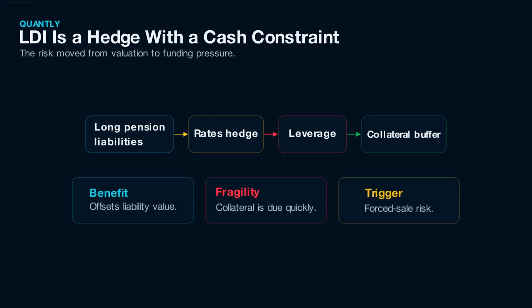The theory is sound. If interest rates rise, the present value of future pension obligations falls. If the assets fall by the same amount, the funding ratio stays stable. But for many schemes, the implementation used significant leverage. Leverage plus immediate collateral requirements turned a conservative hedge into a fragility machine.